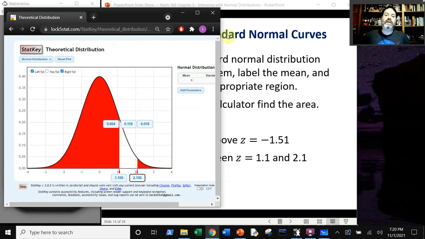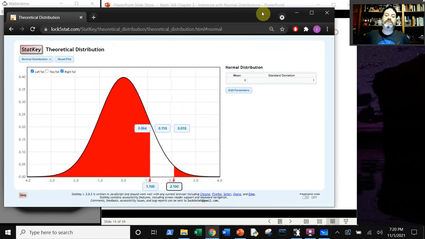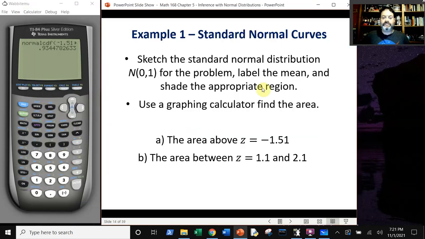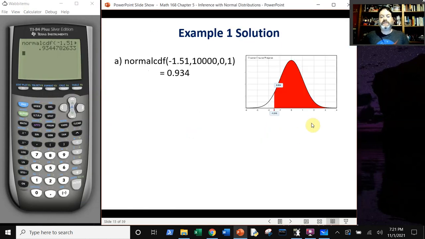The way StatKey shows how this works is it creates two different tails, but it creates three different regions. So here's the area to the left of 1.1. Here's the area to the right of 2.1, and this is what's left over, 0.118. And that's about what we thought, right? It looked about 10% of the total size, maybe 15. And that's how you do it.